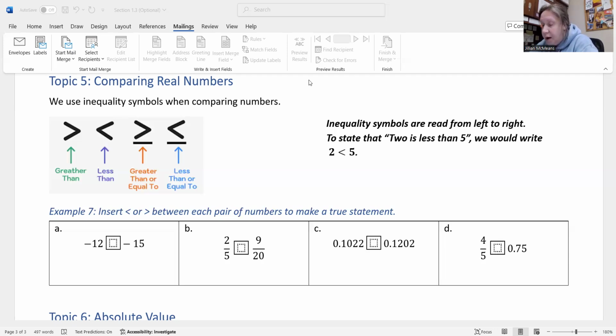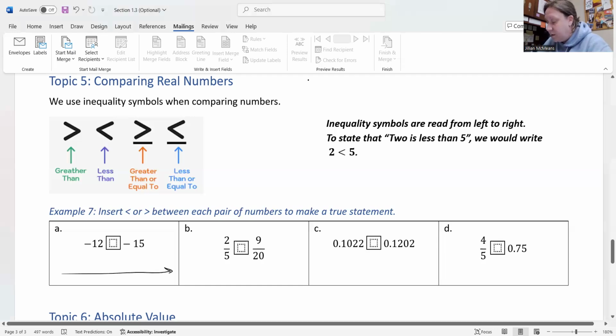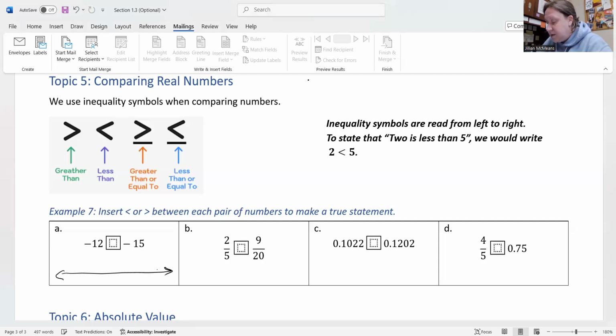Okay. So part A says negative 12 and negative 15. Which inequality symbol would we place between those two numbers so that from left to right, this reads true? So think of a number line. If I have a number line, say 0 is way over here. And let's say negative 12 is right here. Then negative 15 would be right here.